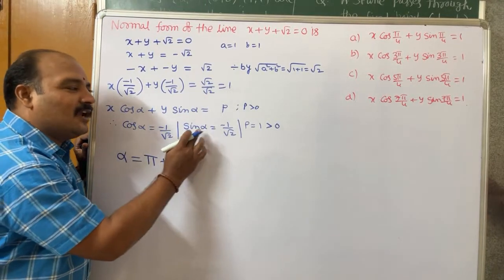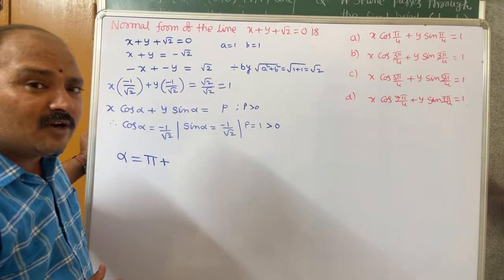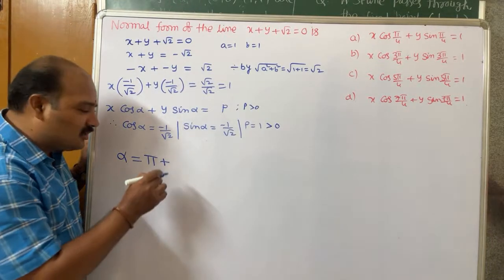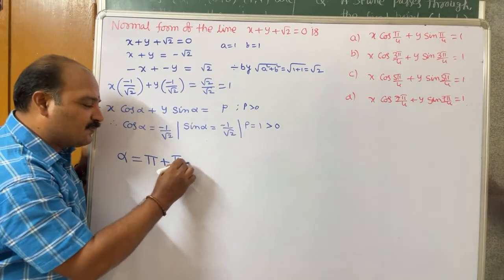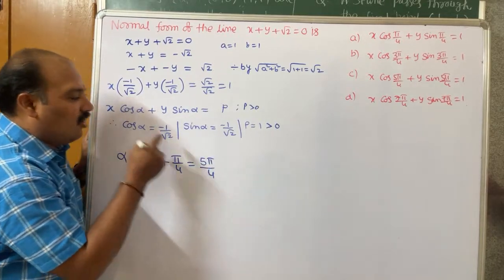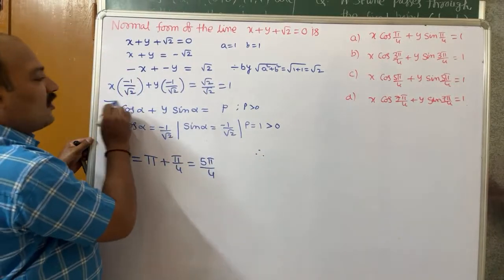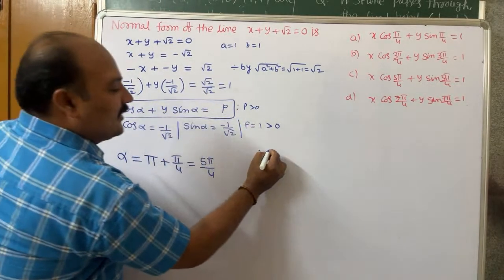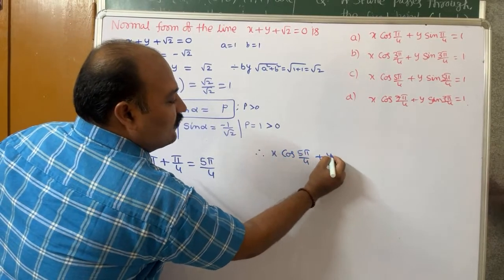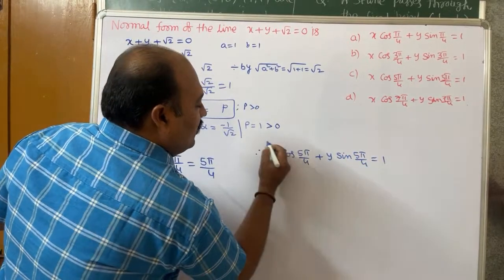Irrespective of minus, sine alpha is 1 by root 2, cos alpha is 1 by root 2. For which angle does it come in terms of sine and cos? Sine 45, cos 45 is only 1 by root 2, no. So 45 means pi by 4. So pi plus pi by 4, 4 pi plus pi, 5 pi by 4. So wherever alpha is there, replace with 5 pi by 4. The normal form becomes x into cos 5 pi by 4 plus y into sine 5 pi by 4 equal to p, means 1.